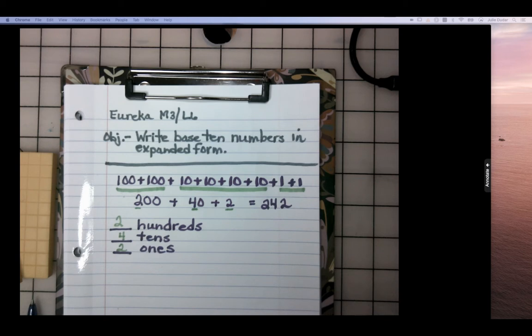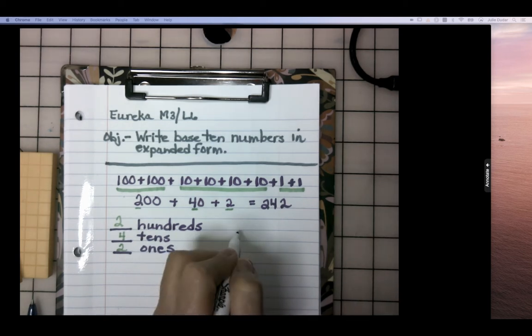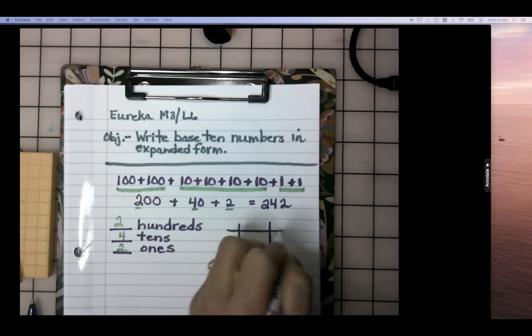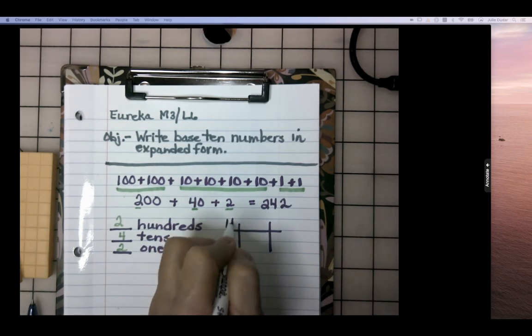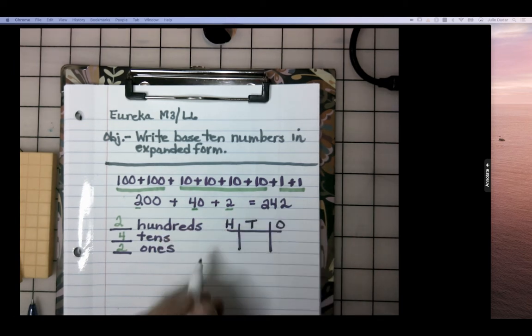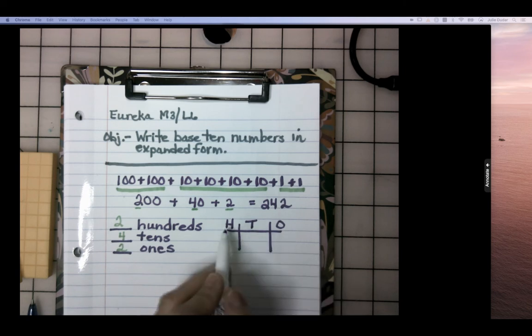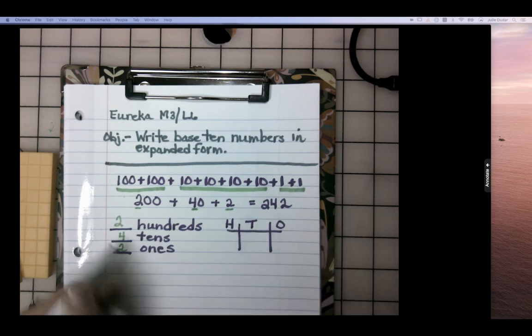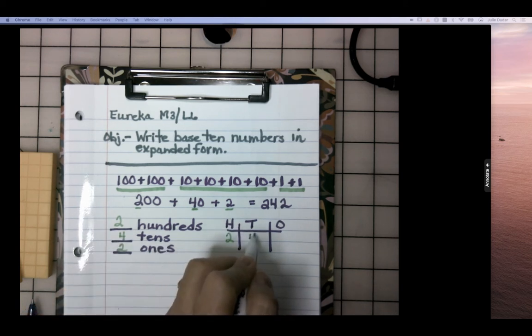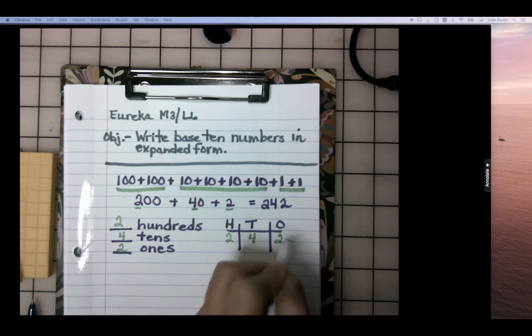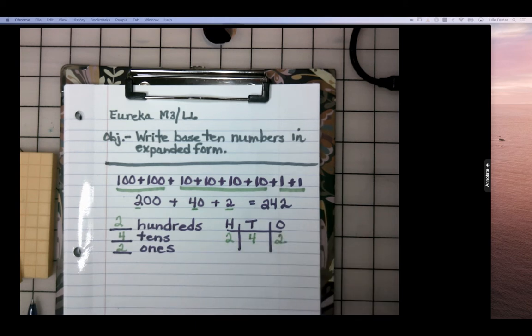And what we're also going to be doing today is writing these in expanded form. Standard form is like this, 242, but also we can place them in the hundreds, tens, and ones chart. How many hundreds did we have? We had 2. How many tens did we have? 4. And how many ones did we have? 2.